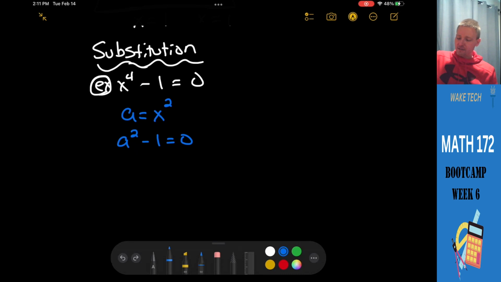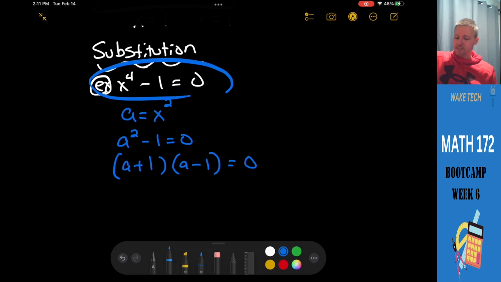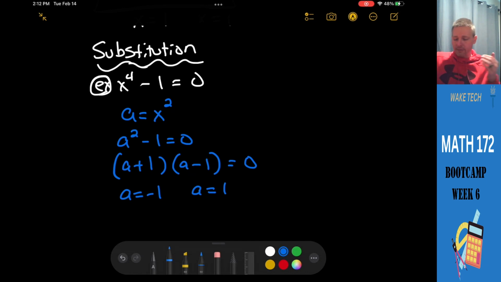So we can factor a squared minus 1. It's the difference of two squares. It's a plus 1 times a minus 1. So we factored it now, but remember, the question would have been to solve this equation for x. We can solve for a, using our substitution there in blue.